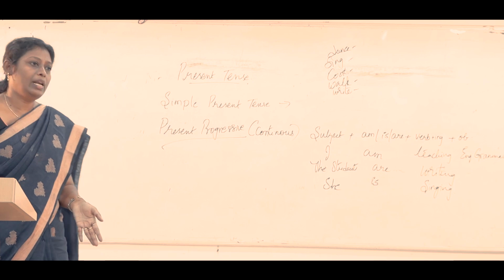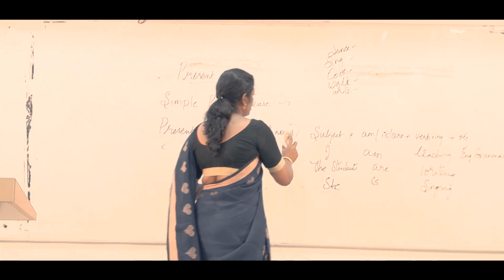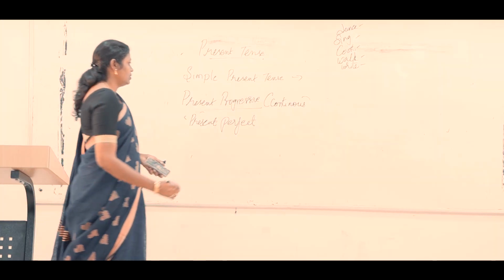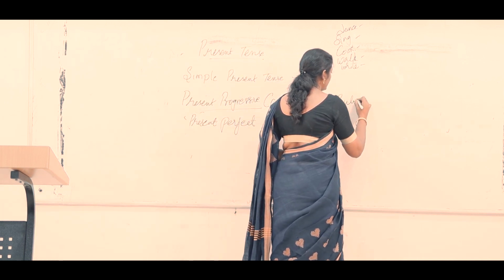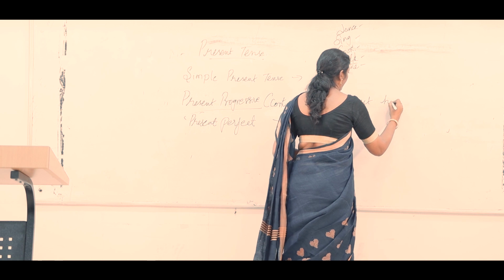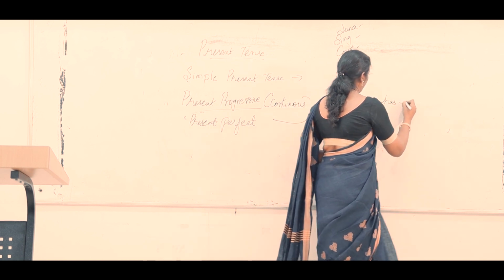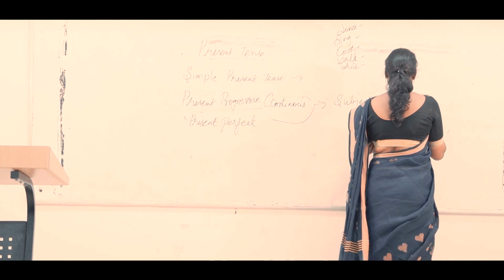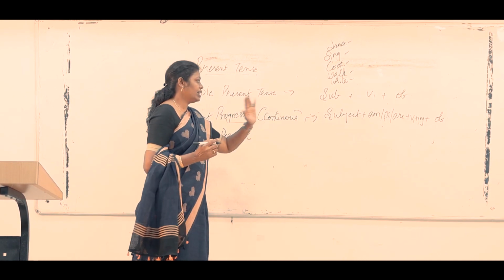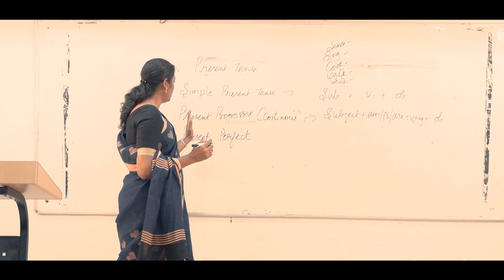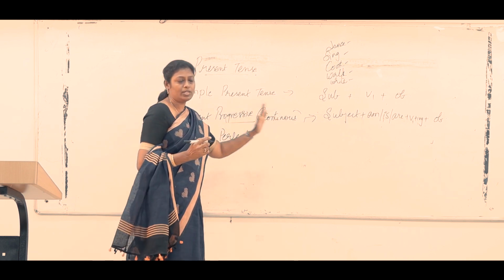So simple. Now let's get back to present perfect. Let's get back to the structure here. Subject plus... I think you have understood what present progressive tense is. It can be called present continuous as well.